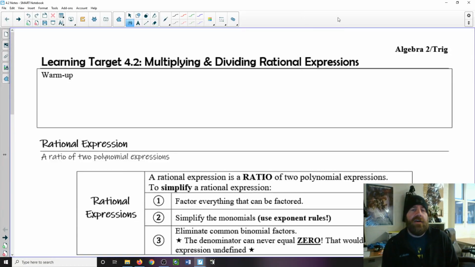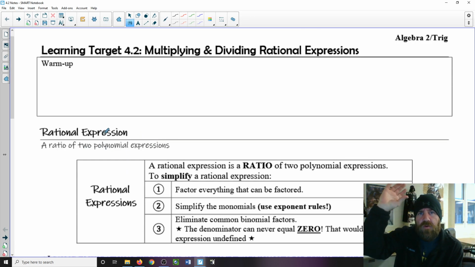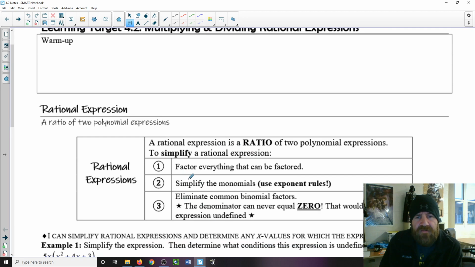Alright, we're taking a look at our next section here. We're looking at multiplying and dividing rational expressions. So we know rational expressions, so a ratio of two polynomials. So numerator polynomial and denominators of polynomial. So first thing we need to do is factor everything that can be factored. So greatest common factors, every type of factoring that we've dealt with, we need to make sure that it's done.